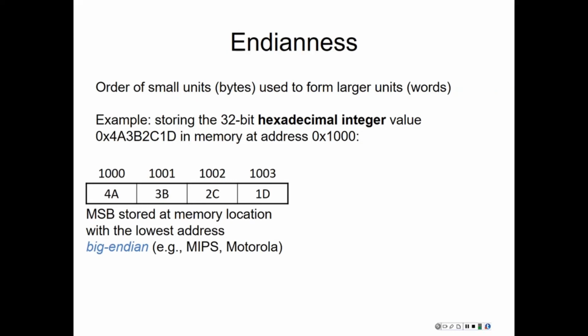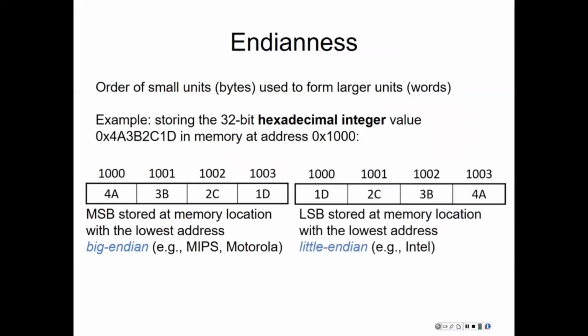So here, the hexadecimal values are stored as you look at the memory from smaller to larger in the order they appear in the word. So we have 4A at address 1000, 3B at address 1001, and so forth. In a little endian architecture, 1D is stored at 1000, and then the next least significant byte, 2C, is stored at 1001, then 3B at 1002, and 4A at 1003.